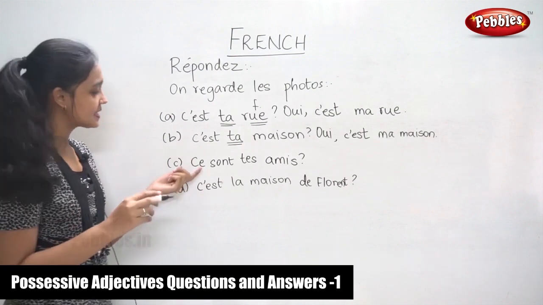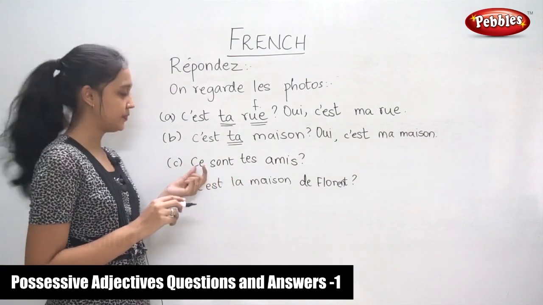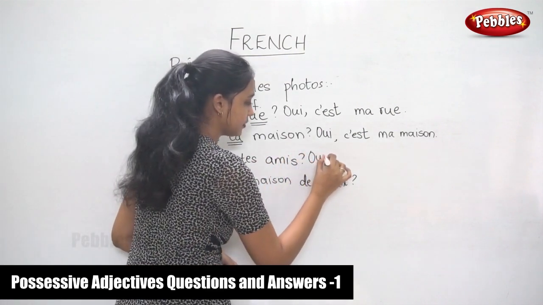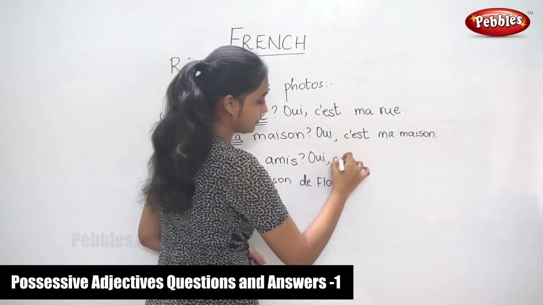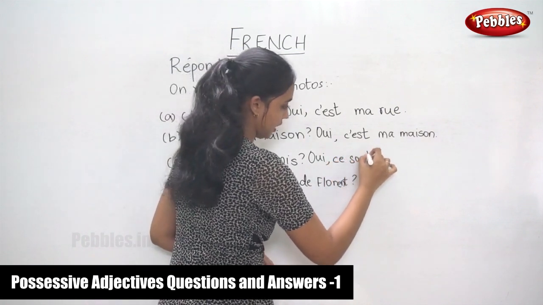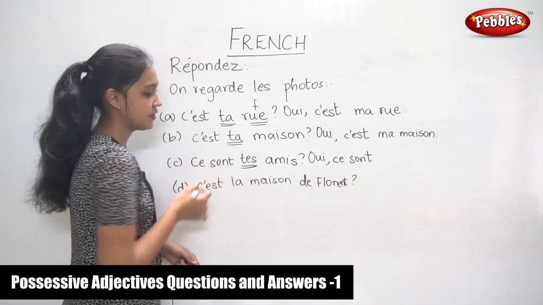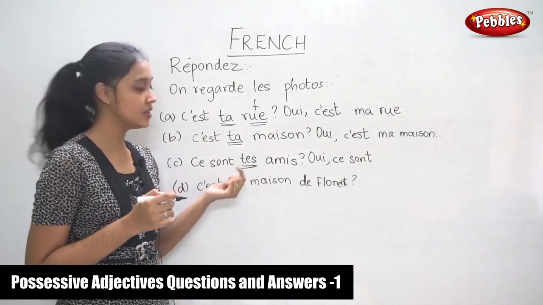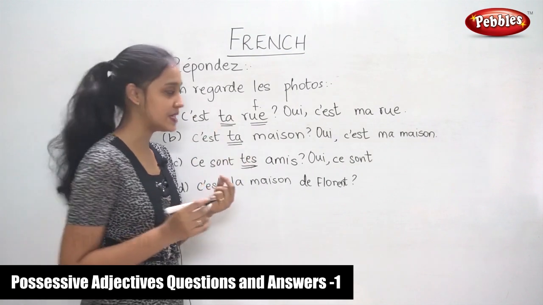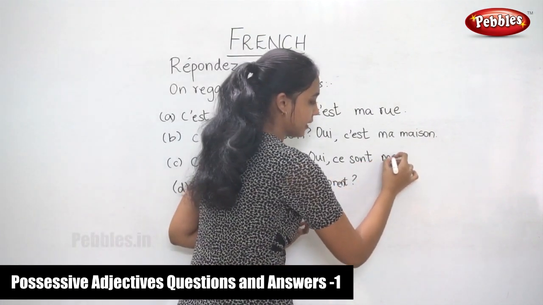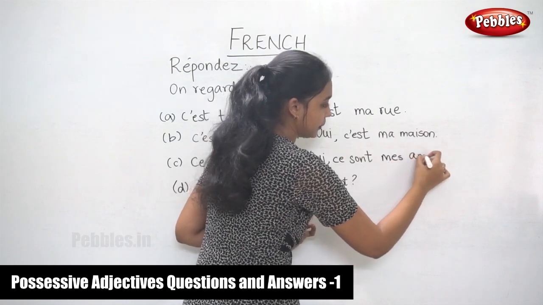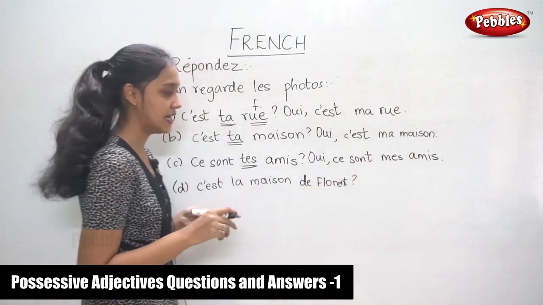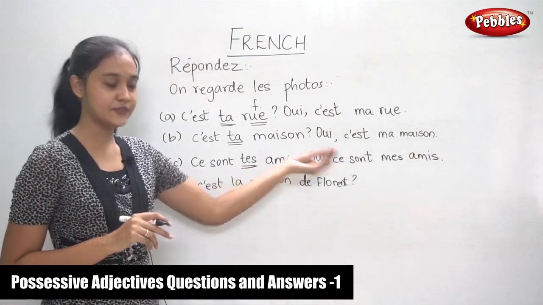The next sentence, ce sont tes amis. These are your friends. Oui, ce sont. Now, the possessive here is tes. Tes is second person. So, when we change it to the first person, it becomes mes amis. Oui, ce sont mes amis. Yes, these are my friends.